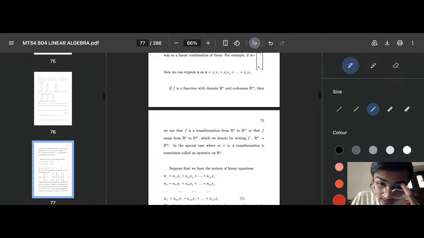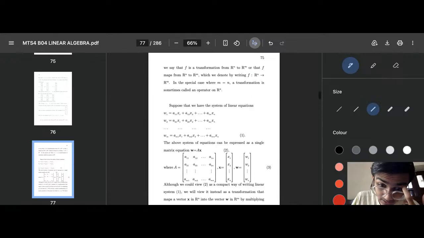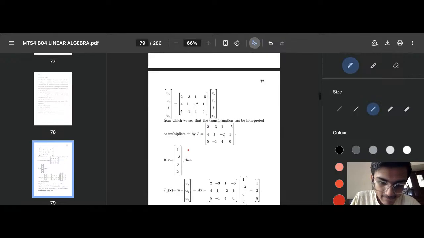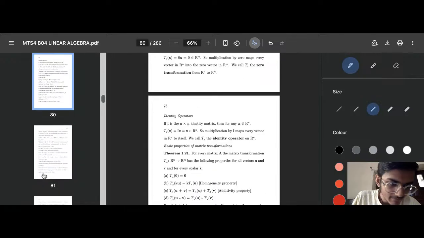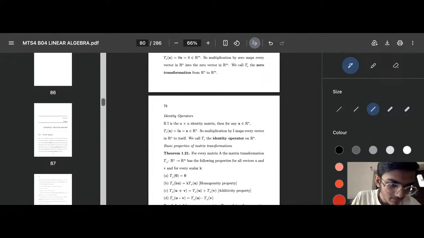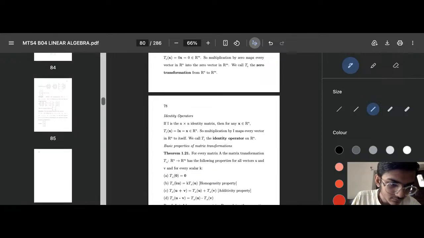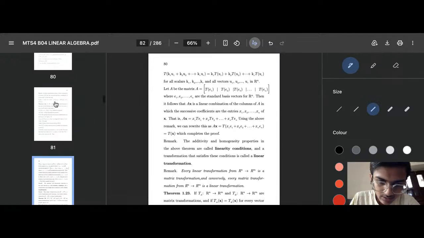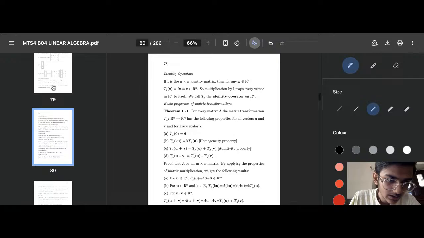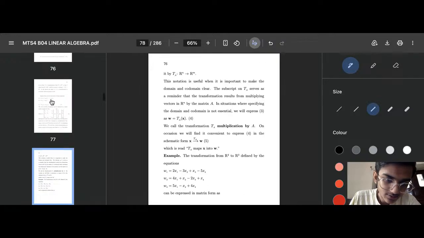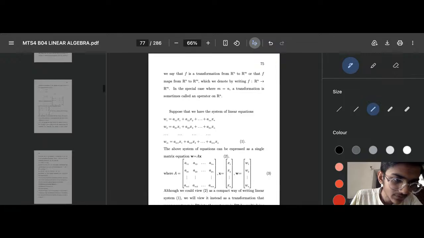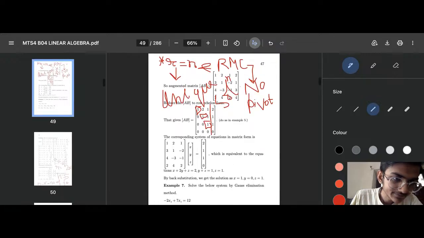This is not actually in today's lecture context. We will be discussing this in the next lecture: transformation and all, linear transformation and all. That will be discussed in the next lecture. This was our today's lecture context, which we discussed.